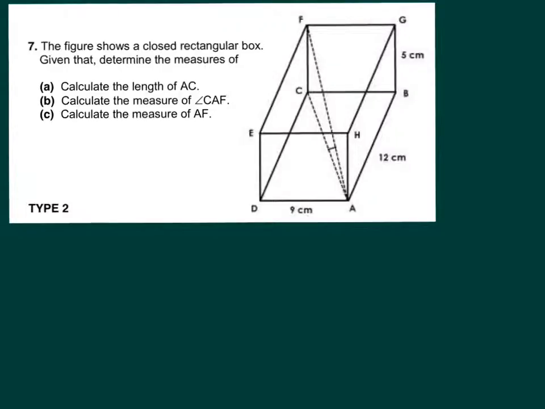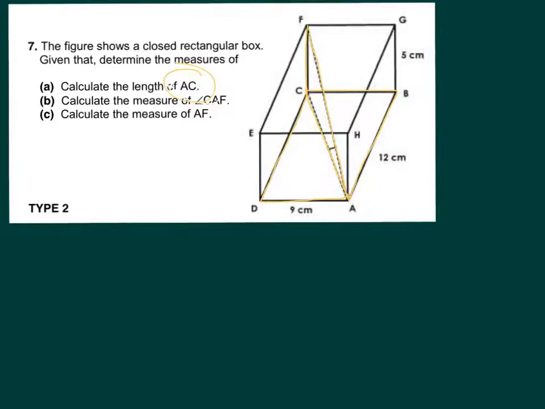Let's start with letter A. We want to find AC. So this is AC, or CA. Now if I want to compute for that, I need to determine a triangle that contains AC. And there are many options actually. You can have CDA, you can have CFA, or you can even have CBA.